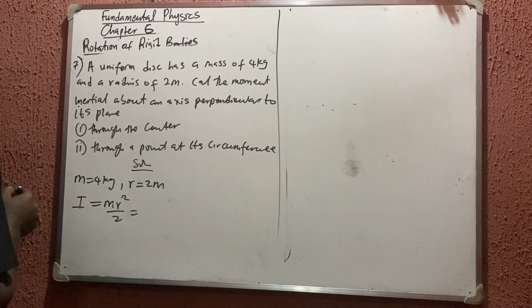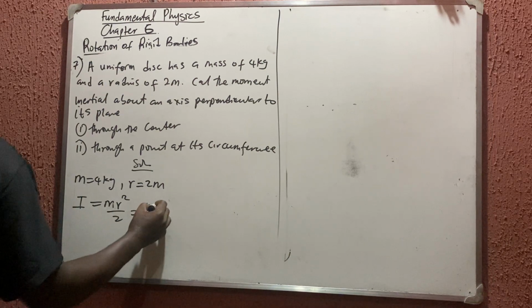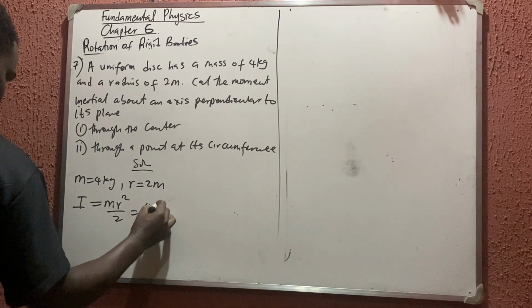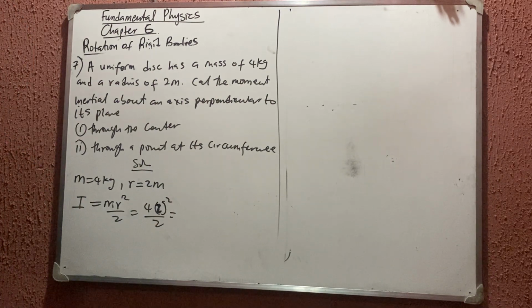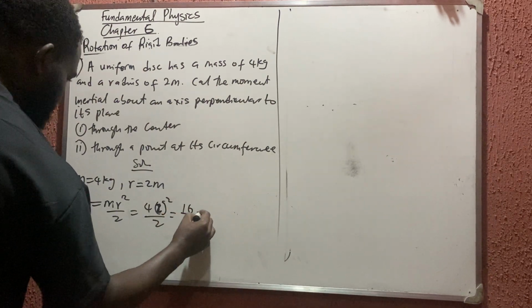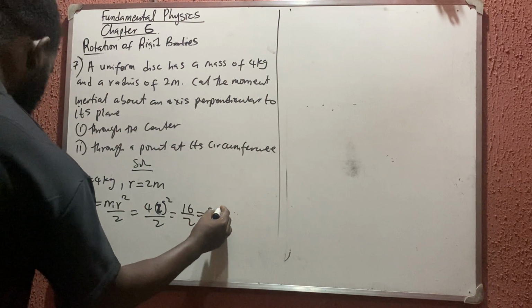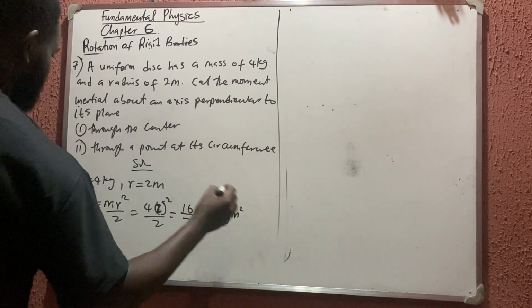So I'm going to have that my m is 4. I have r squared, which is 2 squared, over 2, which is 16 divided by 2, which is what? 8 what? 8 kilogram meter square. Okay.